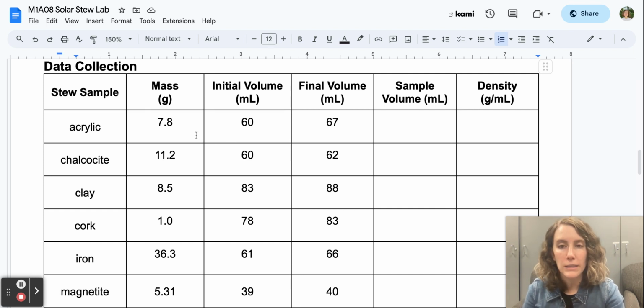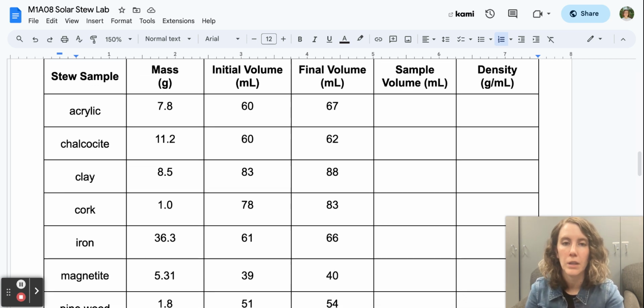I've given you the mass. I used just a scale to take that. And then we did volume by displacement to get the final volume and initial volume for all of these objects. To calculate the sample volume, you'll need to do final minus initial volume. And then to calculate the density, you'll need to take the mass and divide by the sample volume. You'll need to do that for all of the stew samples in your data collection table.